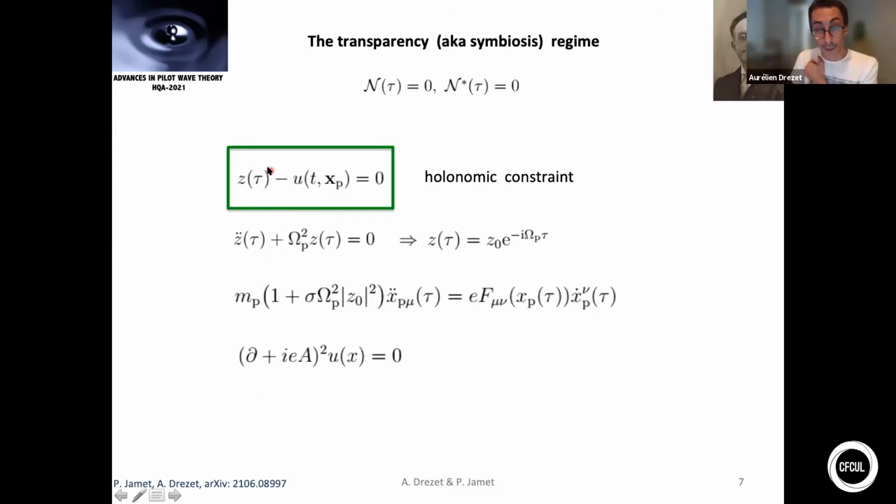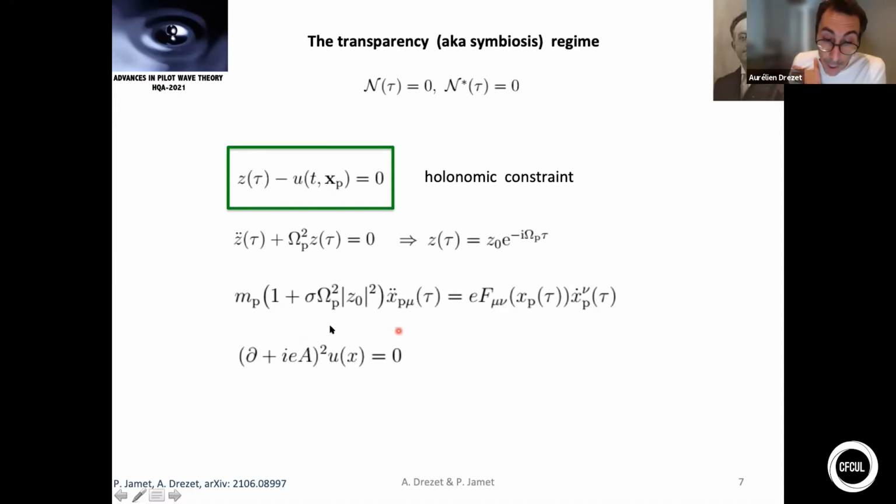And then you get a set of coupled equations. This one is quite simple. It says that the internal oscillator is simply a free harmonic oscillator, so you can solve it. Remember that this is the proper time, not the laboratory time. And the center of mass simply follows the Lorentz force equations. It's quite easy to understand: you have an acceleration, the electromagnetic field, and the velocity. And here you have an effective mass, which is constant in this case.